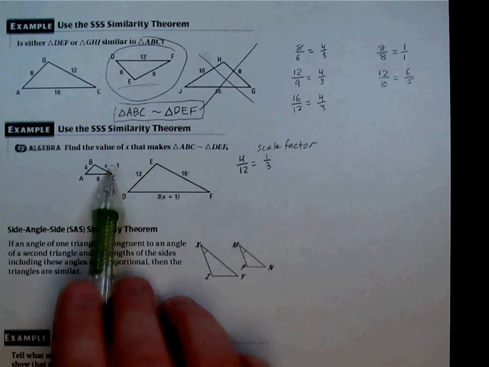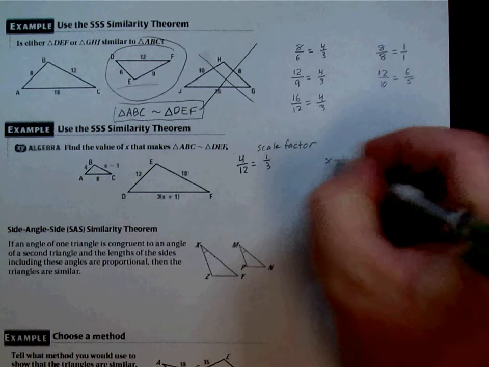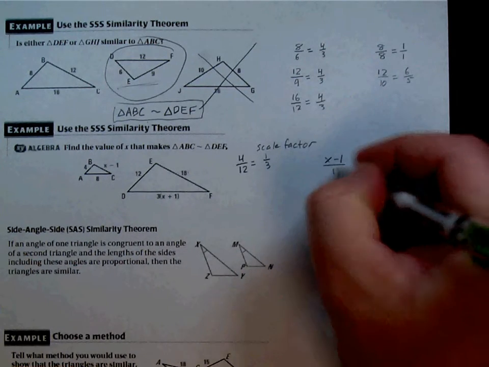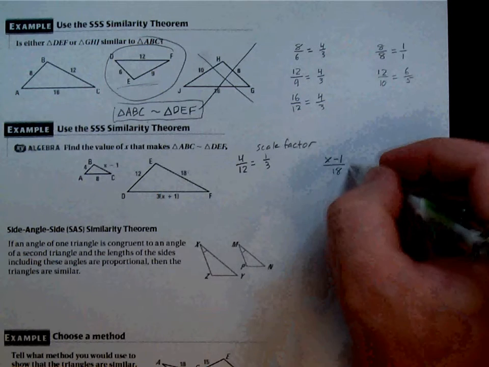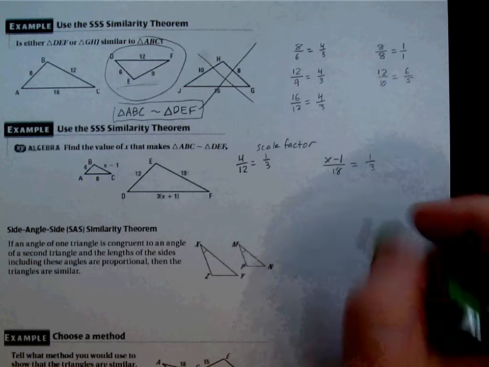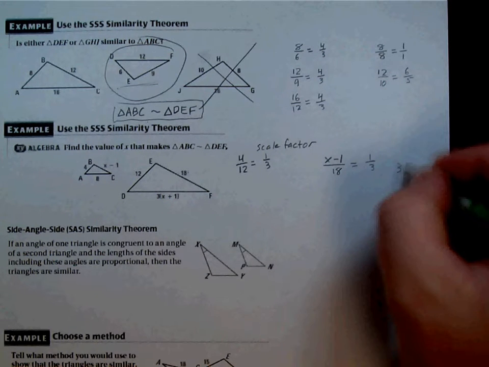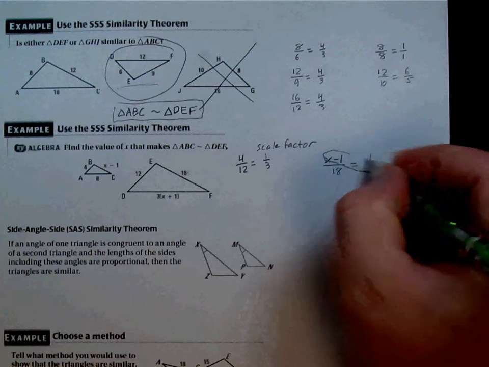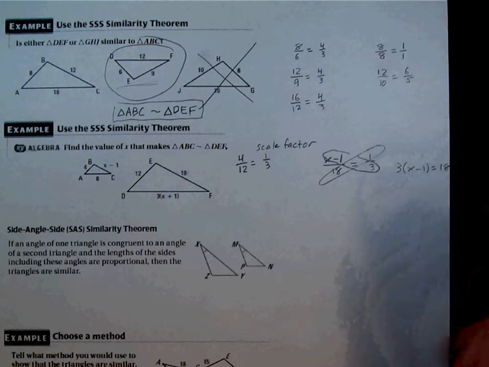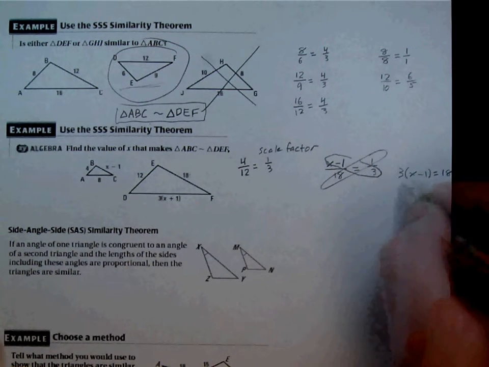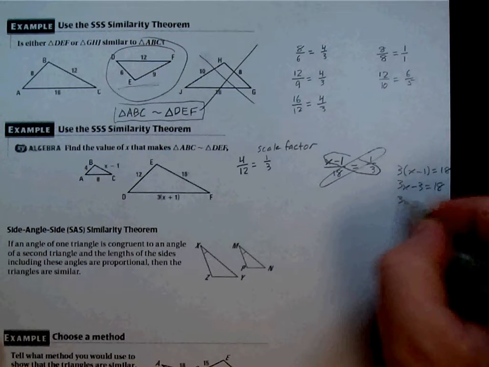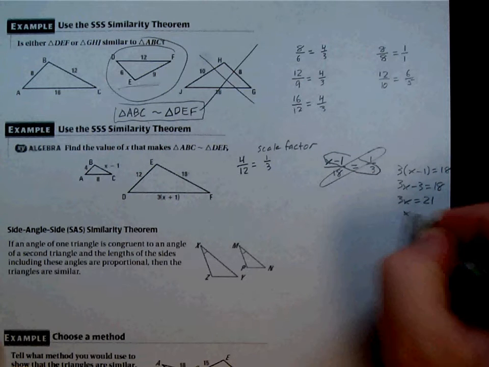So let's check maybe this side, x minus 1. It corresponds to the 18. And so that ratio has to equal my scale factor, which is 1 to 3. Let's cross multiply. 3 gets multiplied by x minus 1. I'll have to distribute it. I'm going to run out of room. 1 gets multiplied by 18. When I distribute my 3 to the x minus 1, I get 3x minus 3 equals 18. To solve that, I would add 3 to both sides, so 3x equals 21, so x equals 7.